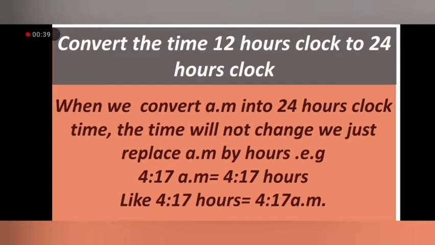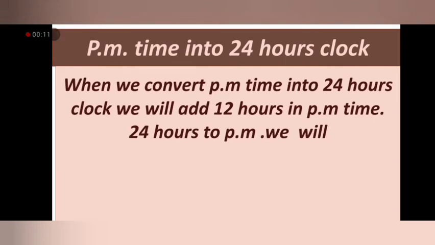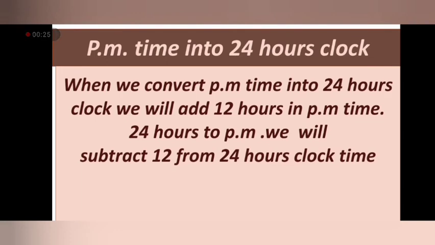If we convert 24 hours to 12, we will not change the time. We will just replace the AM to hours. Now let's discuss how to convert PM time into 24 hours clock. You should always remember, when we convert PM time into 24 hours clock, we will add 12 hours in PM time. While in 24 hours to PM, we will subtract 12 from 24 hours clock time.